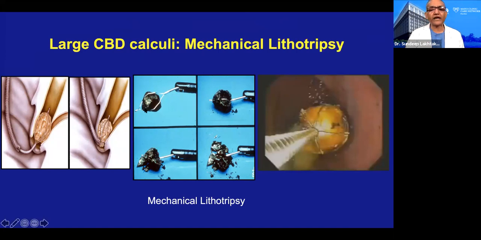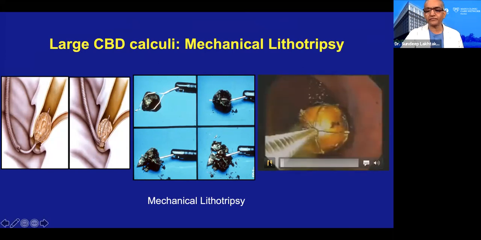Something like this, you catch hold of the stone with the basket properly. It should not be an eccentric trapping. It should be an all-around uniform trapping. And then as you close, you can see the stone cracking here. Let me show an example of the stone being cracked, which has been caught by a basket but is being broken in the stomach, just to demonstrate how it is done.